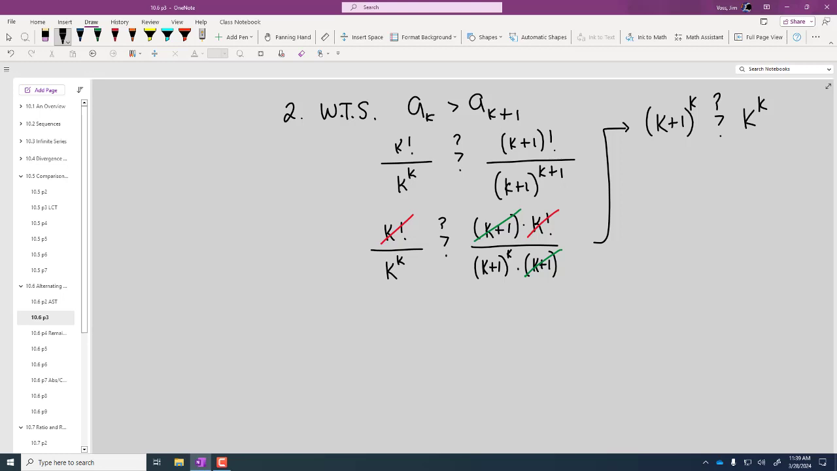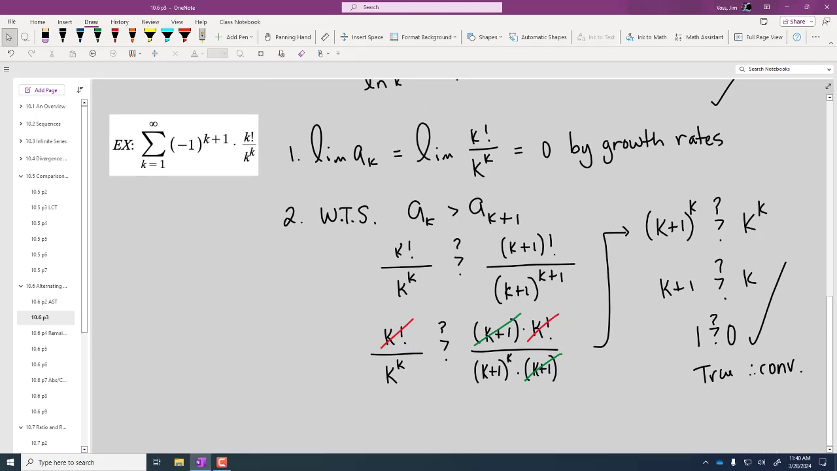Now we can take the kth root of both sides. Since the powers are matching, you can kth root both sides. We end up with that. We end up with our, once again, numerical thing. So that's true. Therefore, converge. So the algebra can get a little bit unwieldy, but just stick with it. All right, so we showed both steps true, so that is a convergent series.